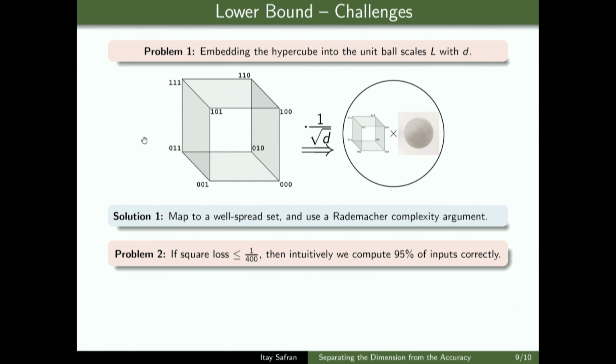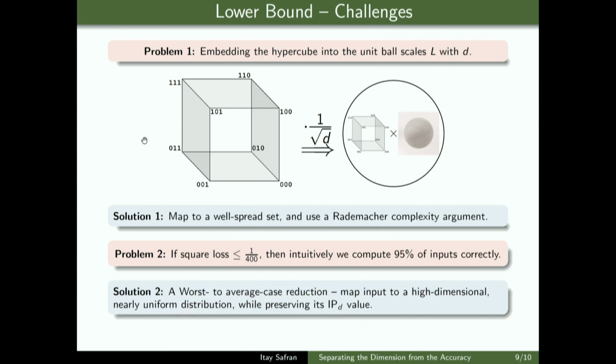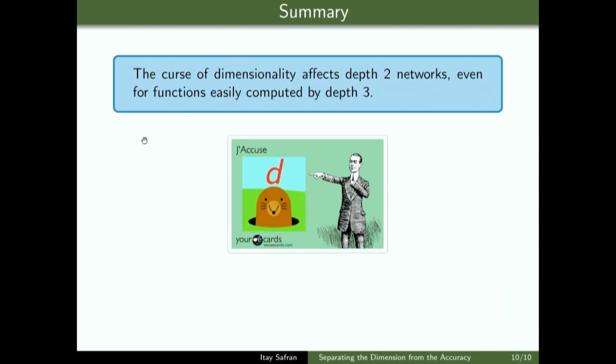The second problem is that if the square loss is at most this constant, then this means that the absolute value loss is roughly 1 over 20, which intuitively means that we compute 95% of the IP mod 2 inputs correctly. But to use the reduction, we need to compute 100% of the inputs correctly. So we show a worst to average case reduction in this setting by mapping our data to a high-dimensional version while preserving its IP mod 2 value and making the input seem very uniformly random in that high-dimensional space, which allows us to use the known result by Hajnal et al.